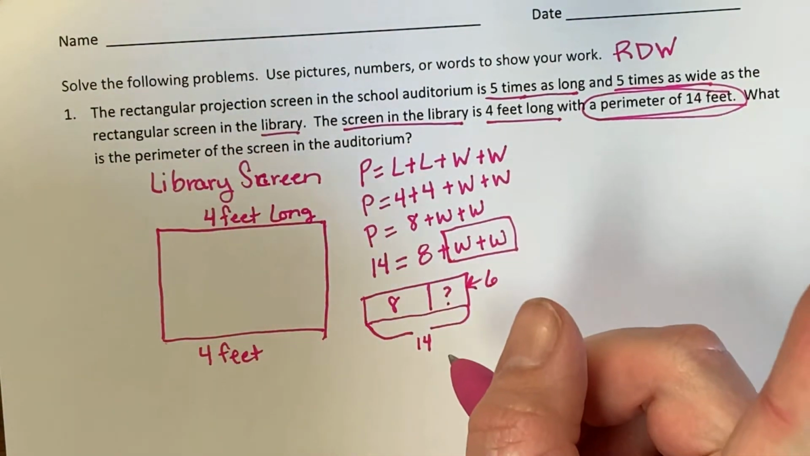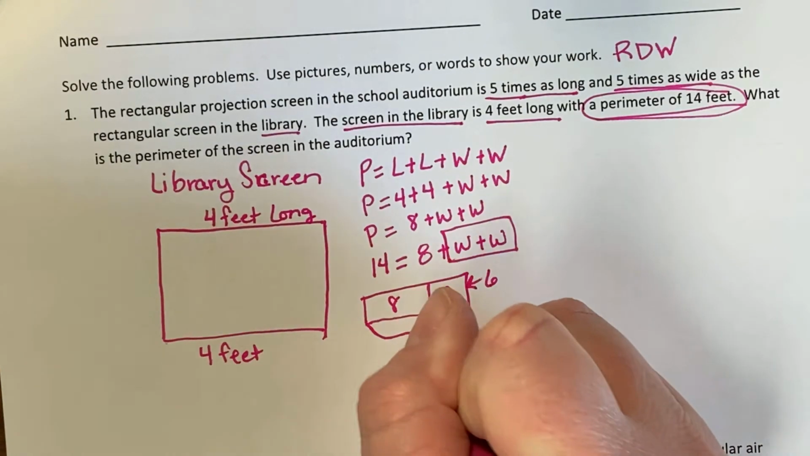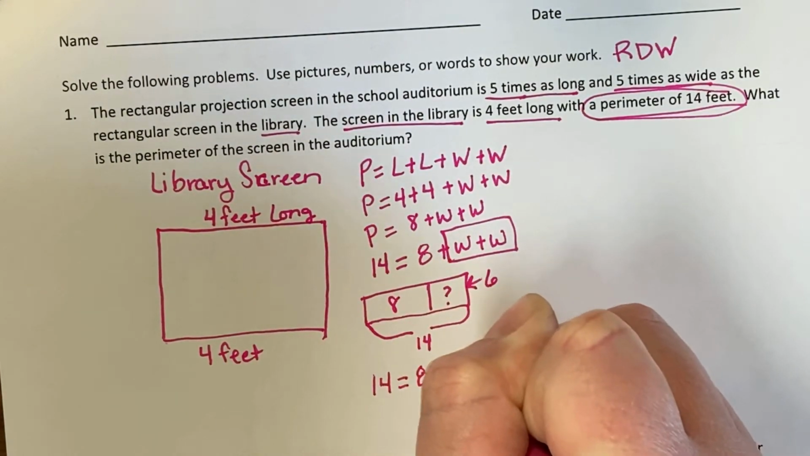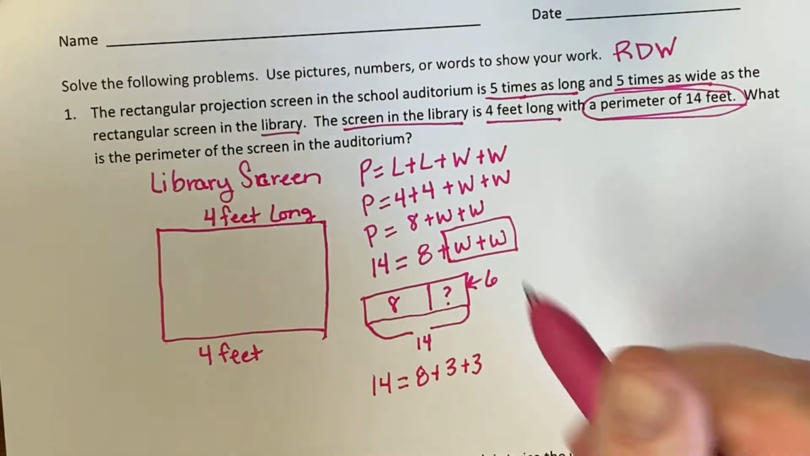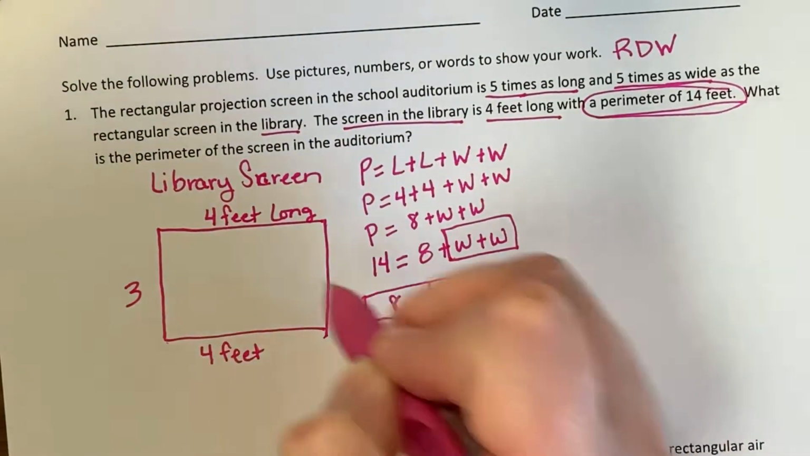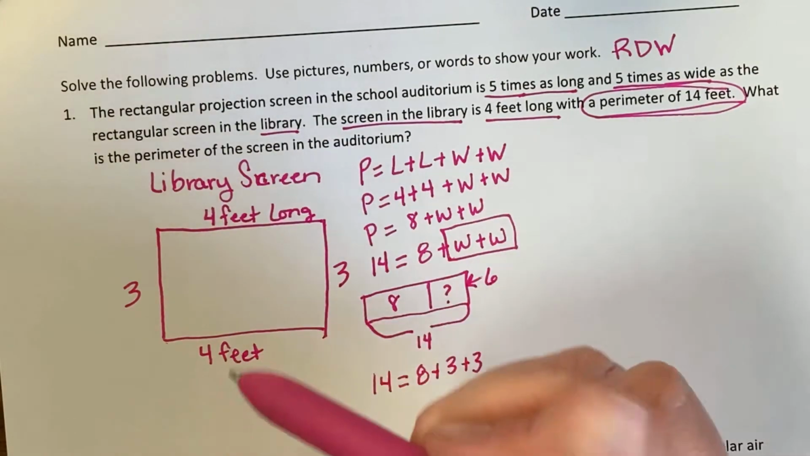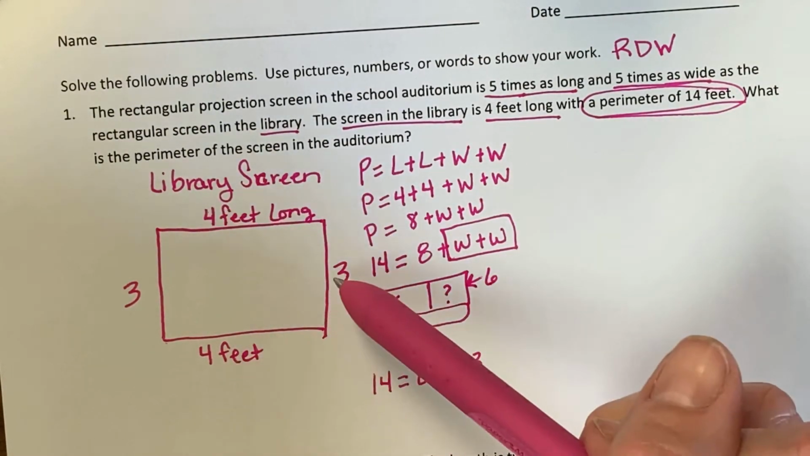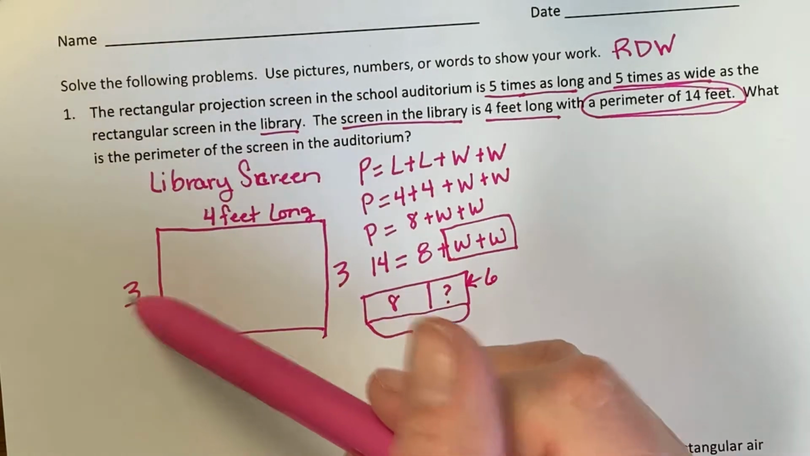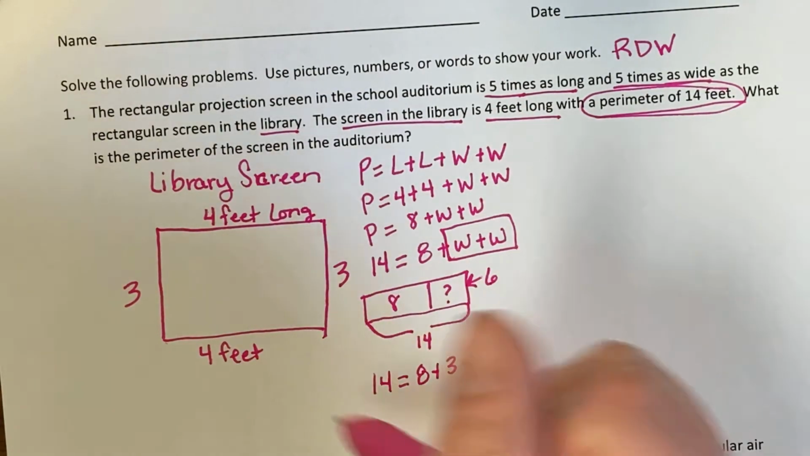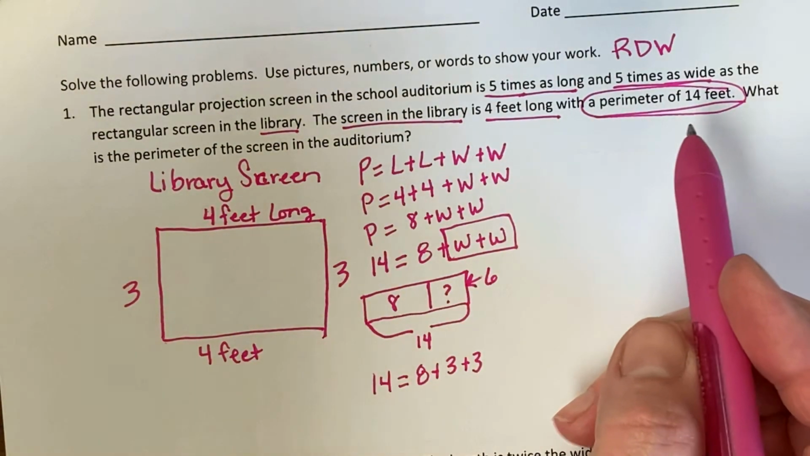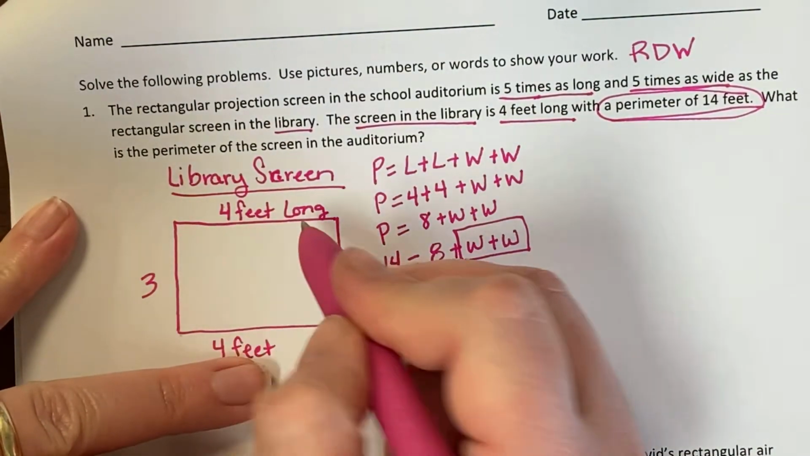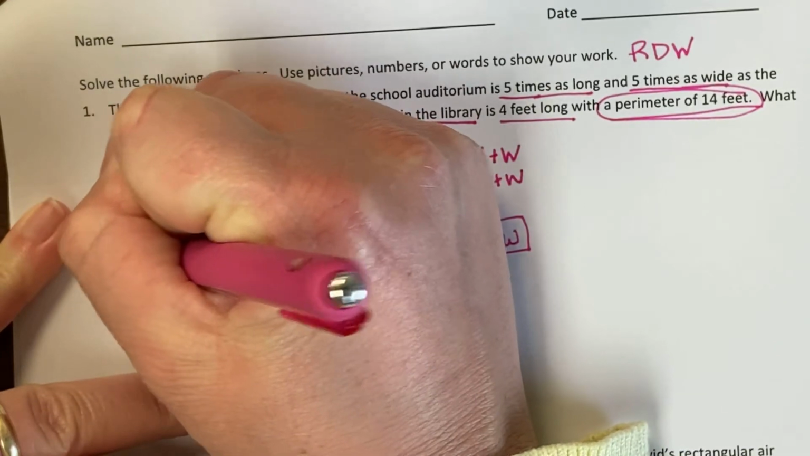So if this is correct, then I should be able to say 14 equals 8 plus 3 plus 3. And so I should be able to put 3 here and 3 there. Now let's see if it adds up correctly. 4 plus 4 is 8, plus 3 more is 11, plus 3 more is 14 feet. So therefore, I know that the library screen is 4 feet long and 3 feet wide.